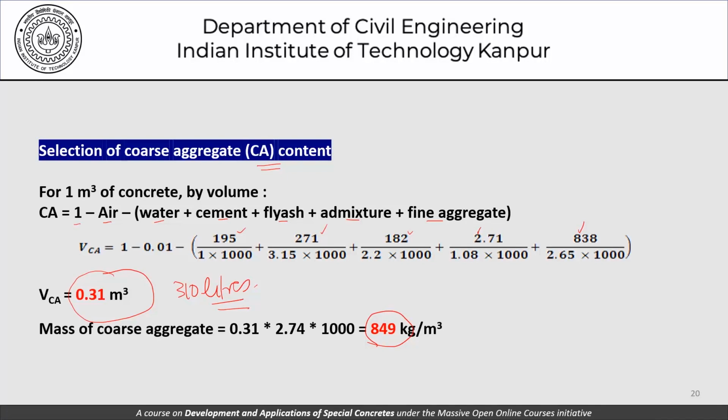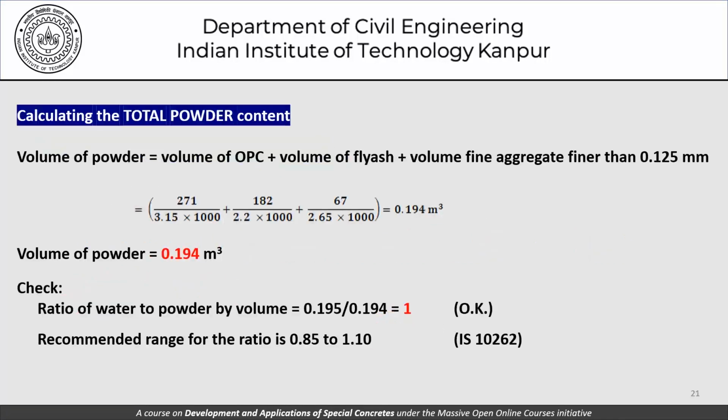So we are looking at a self-compacting concrete with about 30% or 31% of coarse aggregates. Now let's check the total powder content in the mix. The volume of powder is the volume of OPC plus volume of fly ash plus the volume of fine aggregate finer than 0.125, and that's something which is known to us. And we find that this number is nothing but 0.194 cubic meters.